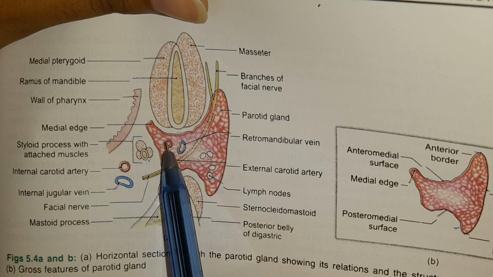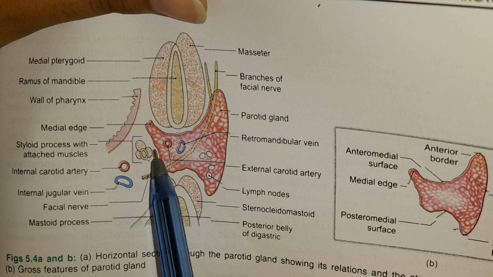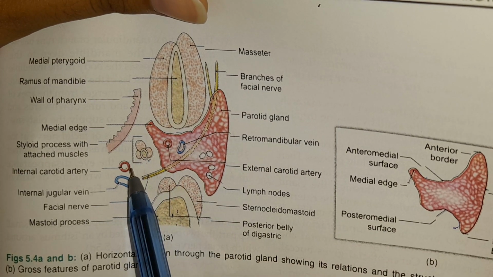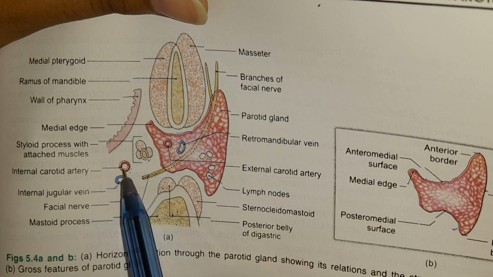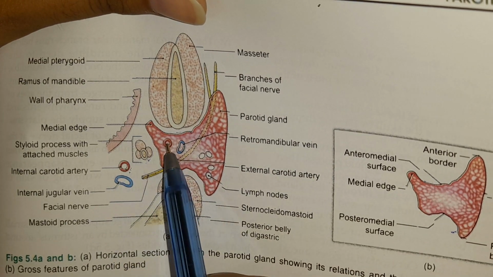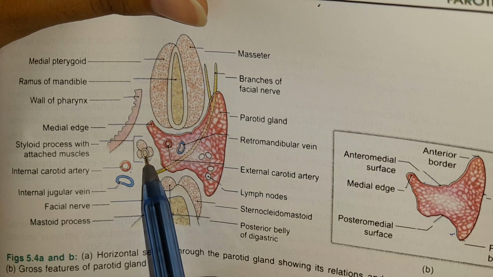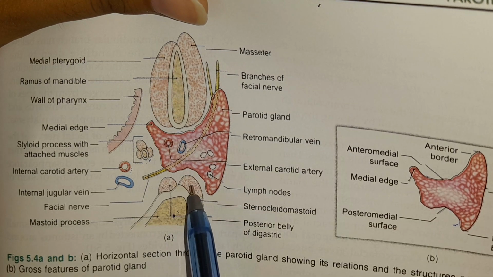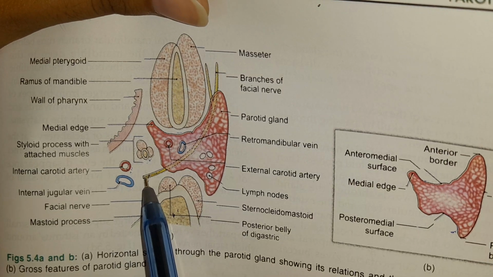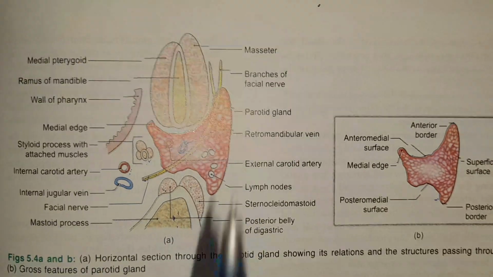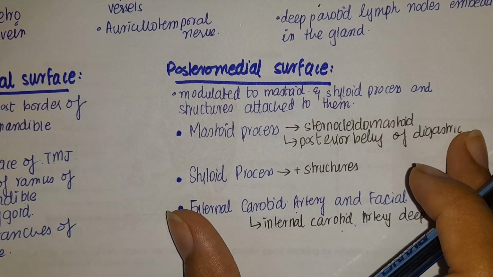Now we have the external carotid artery. The external carotid artery is somewhere within the parotid gland, and the internal carotid artery is deep to the styloid process. So deep to the styloid process, we find the internal carotid artery. Here we have the external carotid artery towards the gland. Here we have the styloid process with its muscles. Here we have the mastoid process with its two muscles, the sternocleidomastoid and the posterior belly of the digastric. And here we have the facial nerve that is entering it. So with that, we are done with all the relations of the posteromedial surface of the parotid gland.